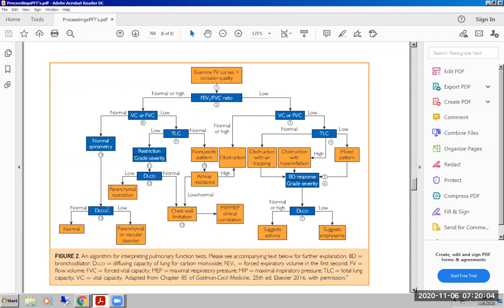If you're normal with respect to flows and volumes, but low with respect to diffusion, then you're looking at a pulmonary parenchymal or vascular disorder, and anemia can even sneak in this way too. That's why I put anemia in our list of things that you obviously don't use a PFT to diagnose, but it can be a suggestion when you're taking this indeterminate patient and trying to begin to sort them out. So if we go again, FEV1 to FVC normal or high, we go to vital capacity or forced vital capacity low. Then this is where we need to go to total lung capacity.